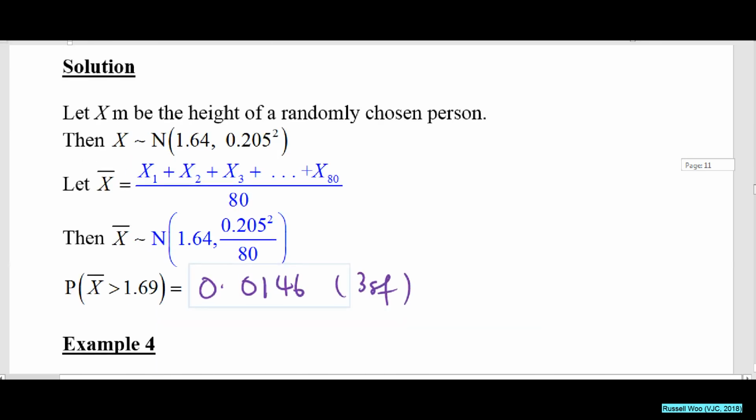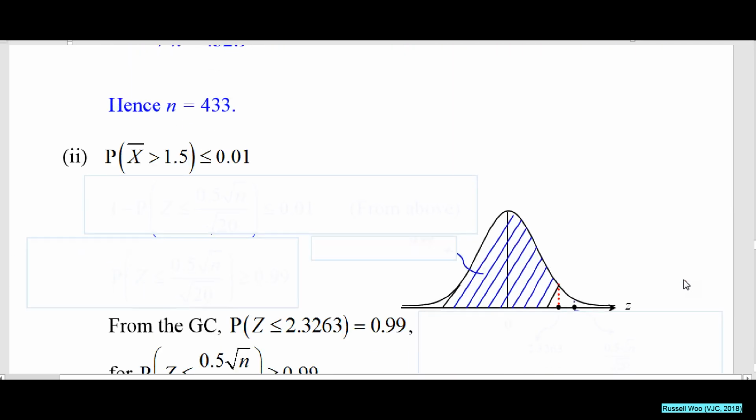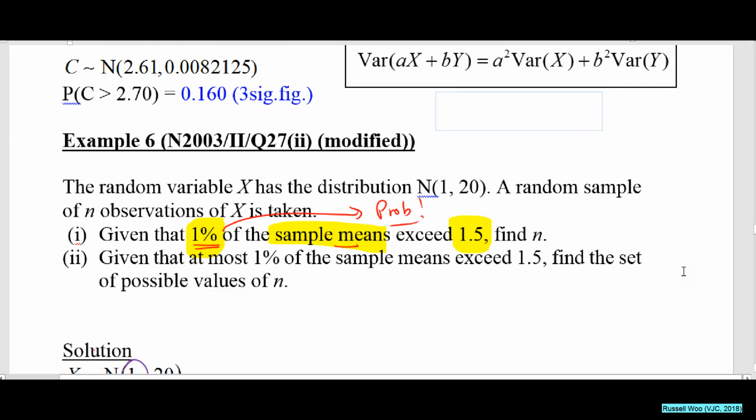Let's look at example 6 and we carry on with the second part of the example. You may have forgotten, but never mind. Let's revise a bit. Example 6. The question says that if you have a known mean and variance, 1% of the sample mean exceeds 1.5 times n. Now you have already found n. N is 433. Let's look at part 2.